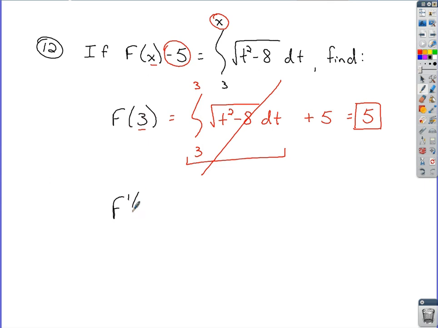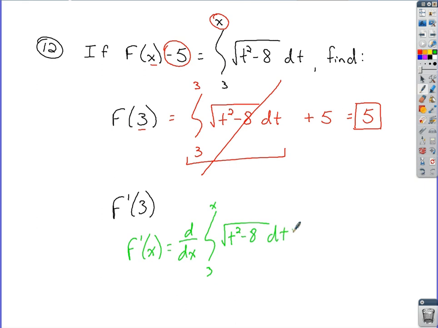The next step on these problems is figuring out the derivative of the original function with 3 inserted. So to do that, we have to take the derivative of the original function. That's usually where underneath here I find out what f prime of x is going to be, understanding that I'm applying the derivative to the original function up here on the interval 3 to x. Remember, I've slid that 5 over. I've added that over to the other side.